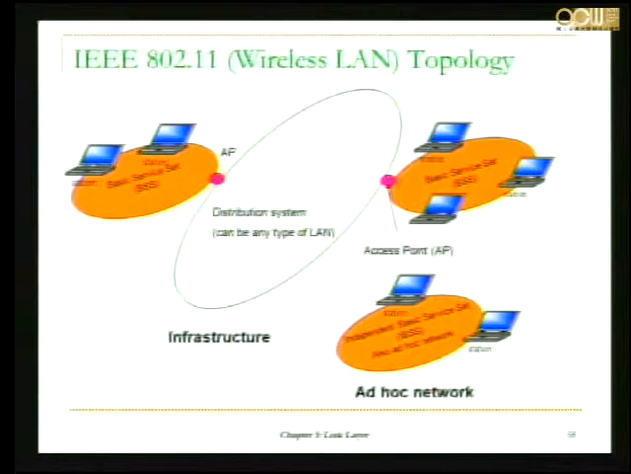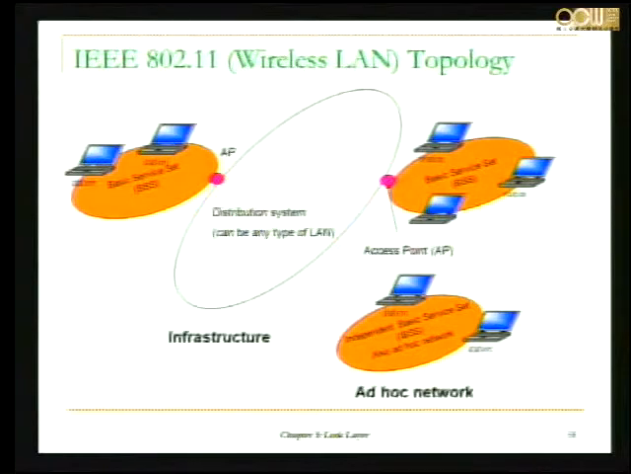Okay, and each set of mobile stations or client stations with one access point is called a BSS, Basic Service Set. So here the infrastructure is the access point, which is wired to the internet.